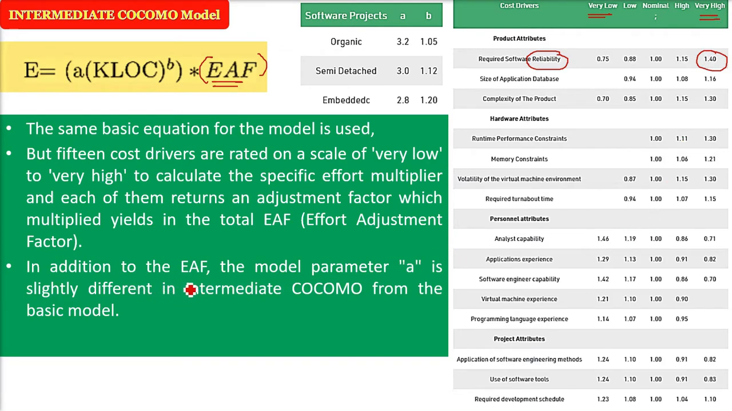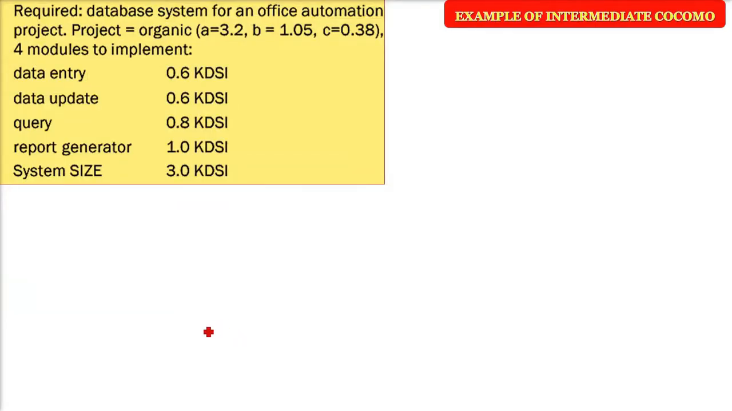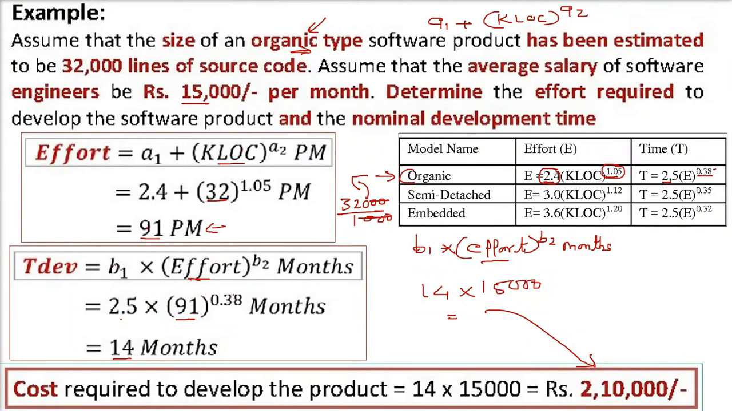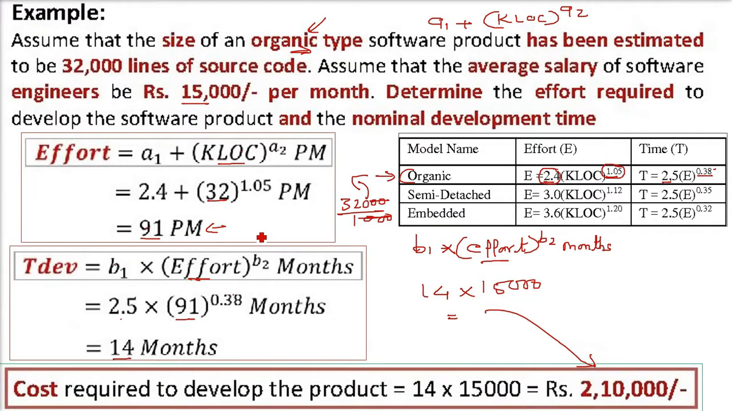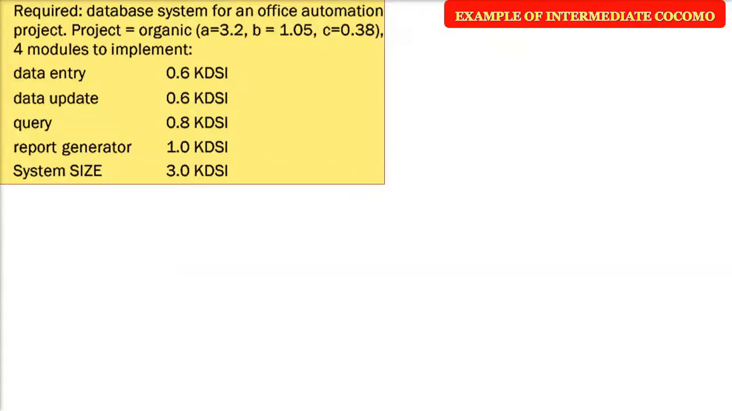In addition to this EAF, the model parameter A has slightly changed from the basic COCOMO model, but the parameter B is similar. Let me show you the equation again. This was the basic COCOMO equation for effort and time of development, with A1, A2, B1, B2. But in the second version, which is the intermediate, only A and B are there. A is slightly changed, B remains the same.